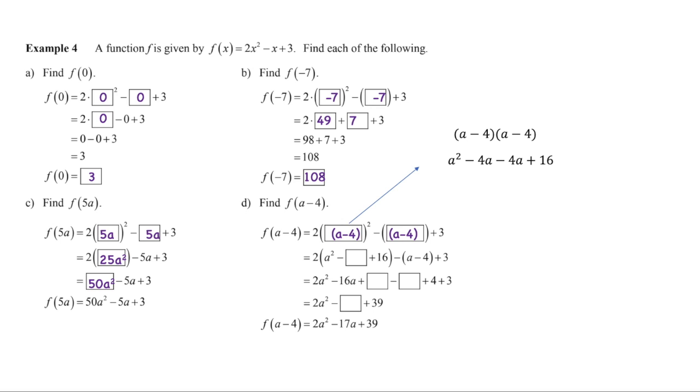Combining like terms gives us a squared minus 8a plus 16. I now need to distribute my 2 in front of my trinomial, and my negative 1 in front of a minus 4. That would give us 2a squared minus 16a plus 32 minus a plus 4 plus 3. Combining like terms, f of a minus 4 would be equal to 2a squared minus 17a plus 39.